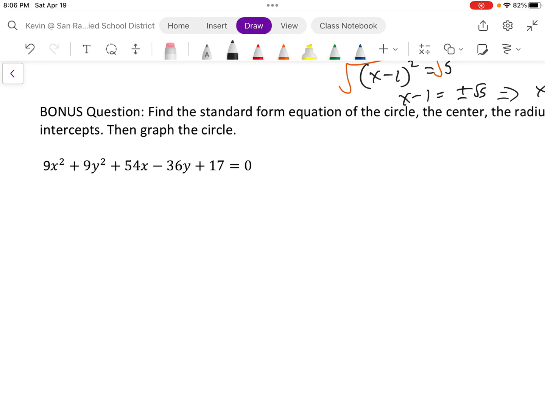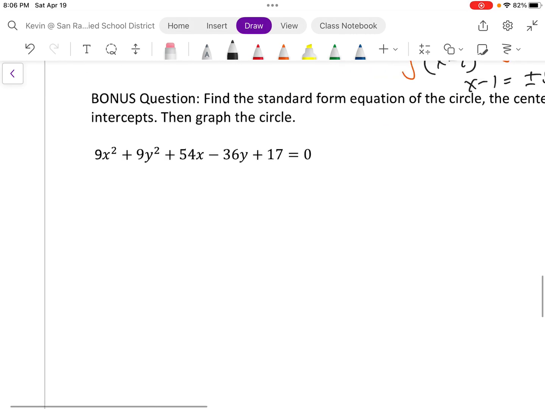And we don't need them to draw it. We're asked to find them. Okay, very quickly, because I got to go. Same idea here. Get everything together. Now you could, if you wanted to, bring the 17 over and divide everything by 9. But we're going to do it a little bit cleaner.